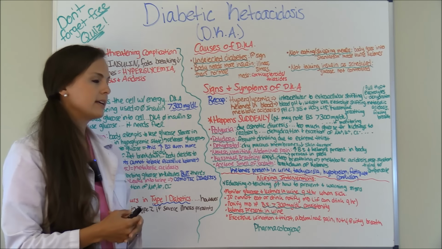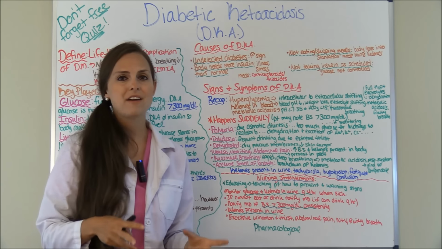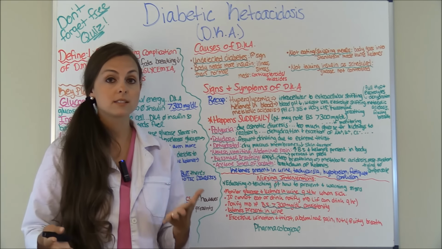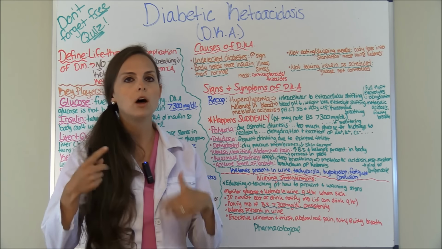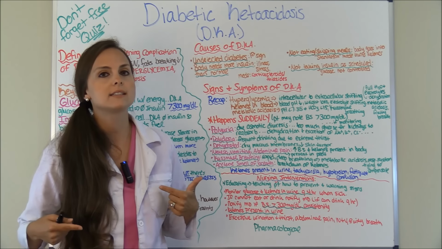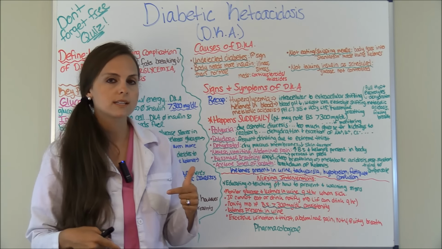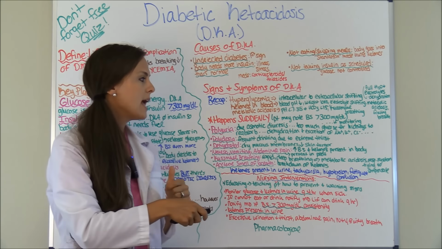The Kussmaul breathing, again, this is that rapid, deep breathing as a side effect of the metabolic acidosis. We talked about that in our acid-base imbalance videos. And this is where your body is trying to compensate by blowing off all that carbon dioxide, because the body's like, well, we have way too much acid in the body, so we need to blow off this carbon dioxide, which is an acid, to help hopefully bring down those acid levels.